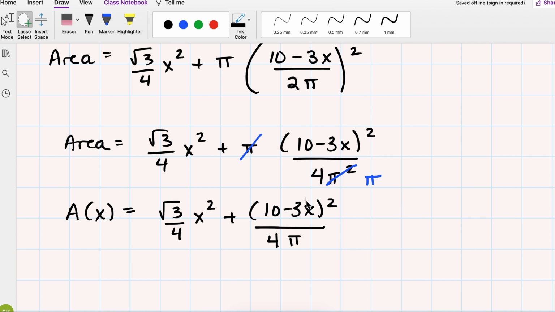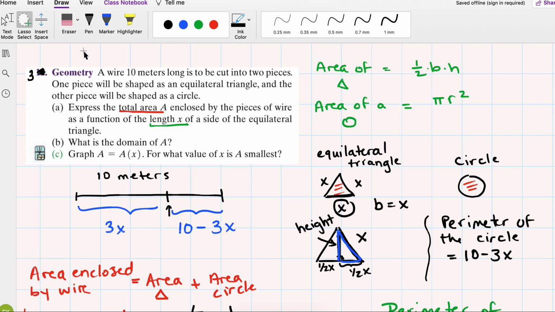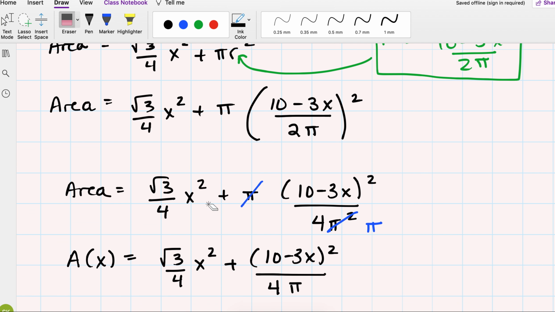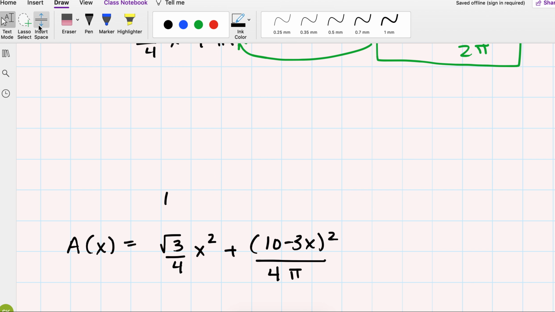Now you can FOIL this out if you want to. I'm just going to leave it like that. I think it looks nicer than the full FOILed out version. But this is our area function. So that's what we wanted to do here. So it says express the total area as a function of the length x of a side of the equilateral triangle. So we're done with that piece. Okay, let me erase some of this so I can see the problem. We can move this up to answer the second part of this.